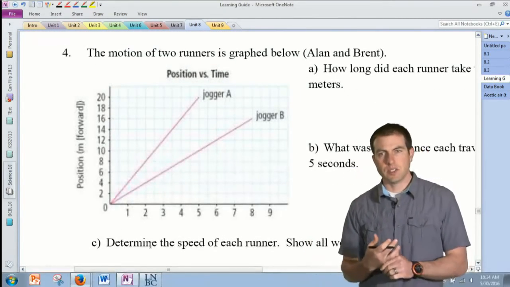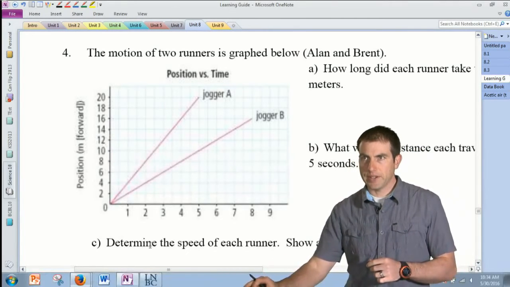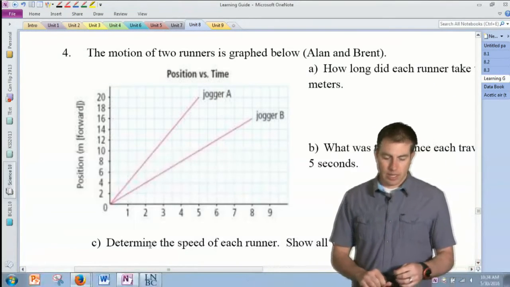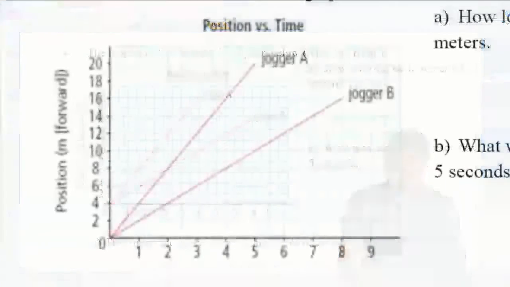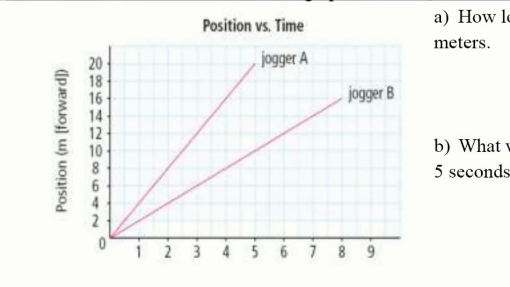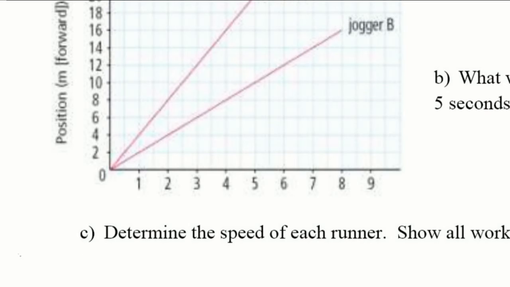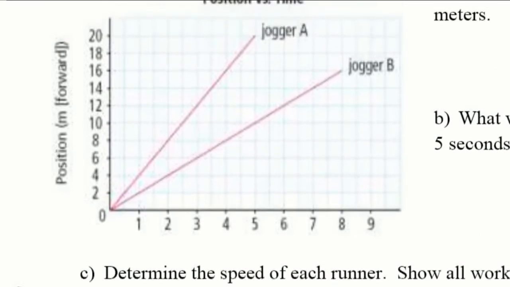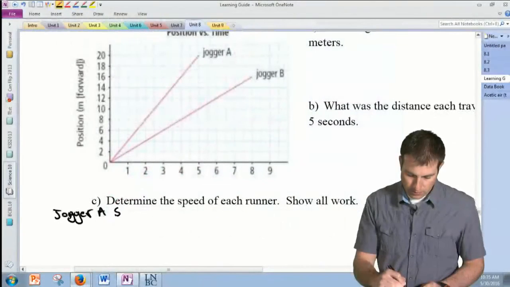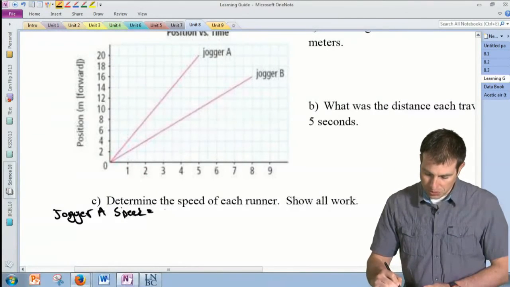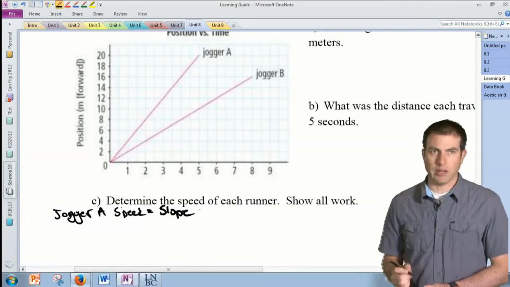All right, it's asking us to find the speed of each of the runners. And remember, the speed is the slope of a position time graph. And in this case, we have jogger A and jogger B. I will do one of them, and then I'll leave one of the others for you guys to do. Maybe I'll do jogger A. So, jogger A, speed, which just really means the slope of the line.